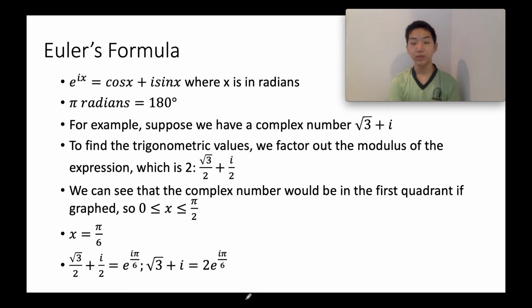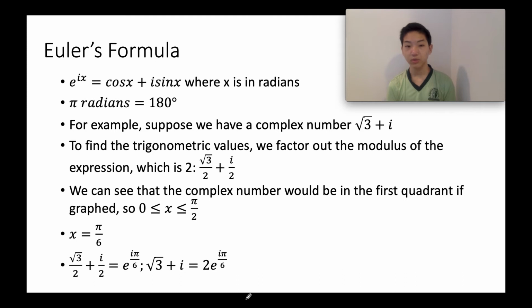So now I'll be going over Euler's formula. It is e to the ix is equal to cosine x plus i sine x, where x is in radians. x must be in radians. If you put x in degrees, this formula will not work. So pi radians is equal to 180 degrees. Radians are just another way of measuring the degree of an angle, or the measure of an angle.